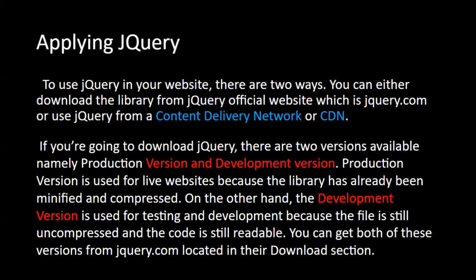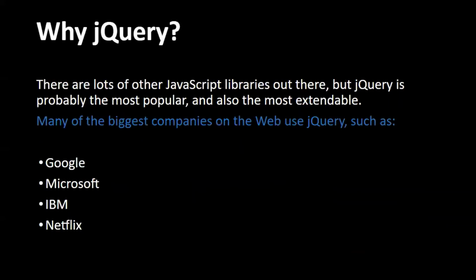If you're going to download jQuery, there are two versions available, namely the production version and the development version. The production version is used for a live website because the library has already been minified and compressed. On the other hand, the development version is used for testing and development because the file is still uncompressed and the code is still readable. You can get both of these versions from jQuery.com, located in their download section.